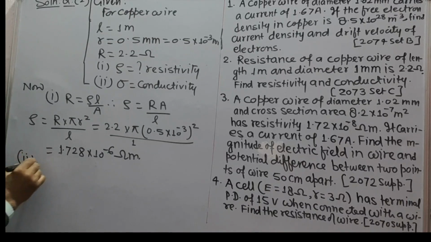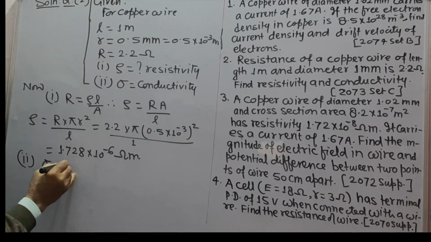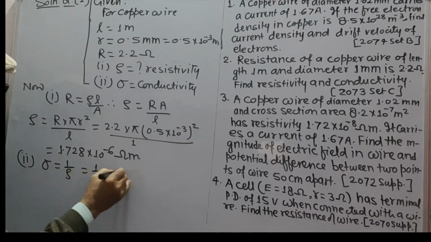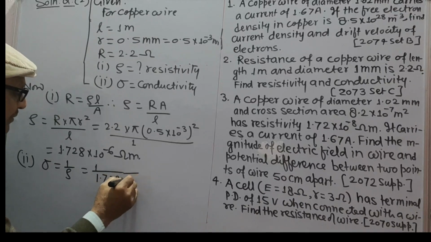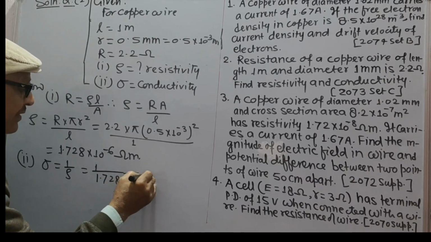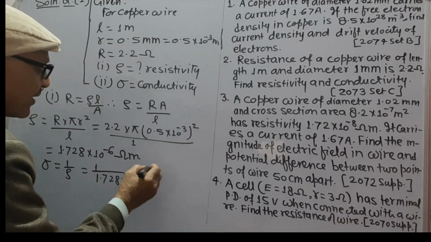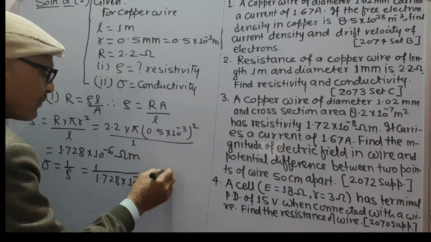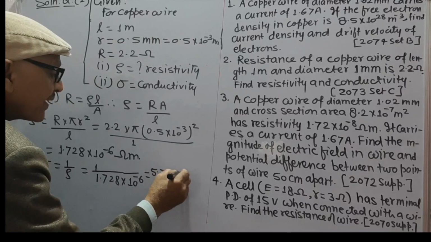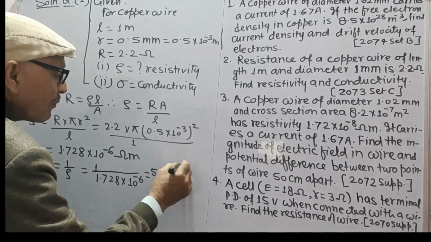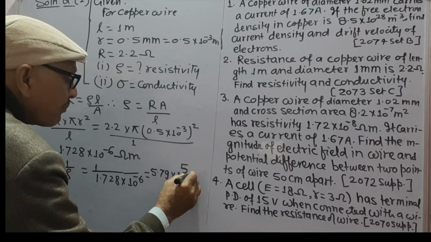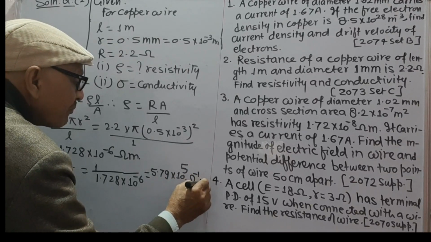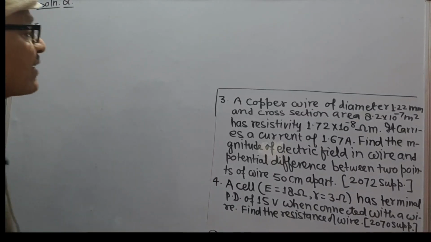Now, reciprocal of resistivity is called conductivity. It will be 1 upon rho, 1 upon 1.728 into 10 to power minus 6, which will give 5.79 into 10 to power 5 per ohm per meter.